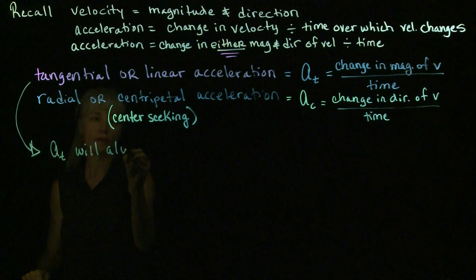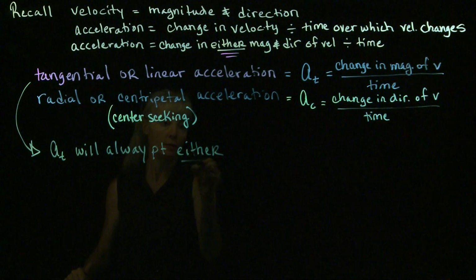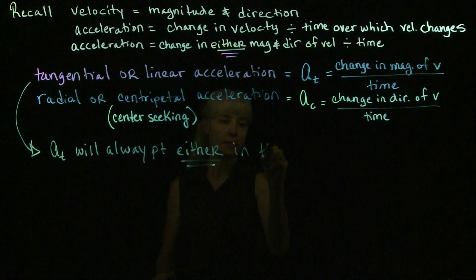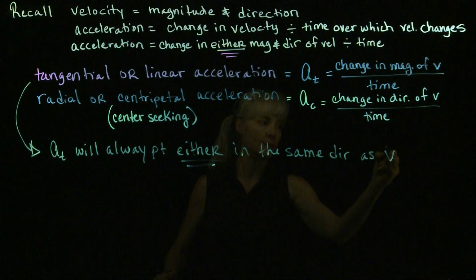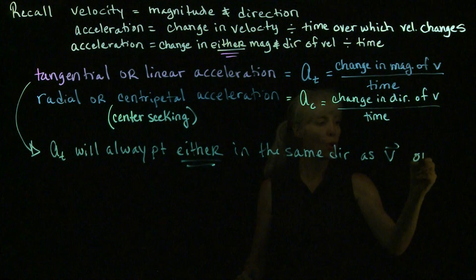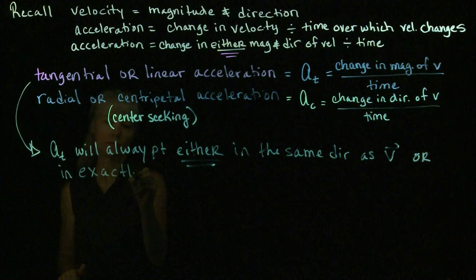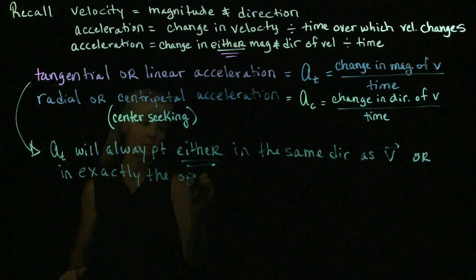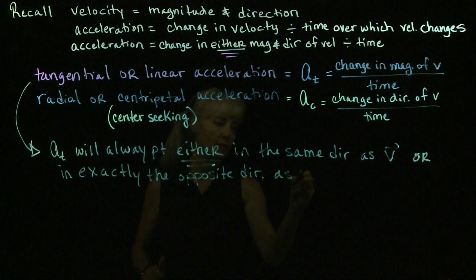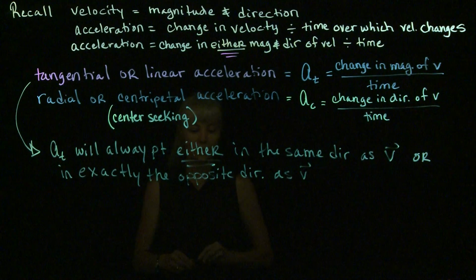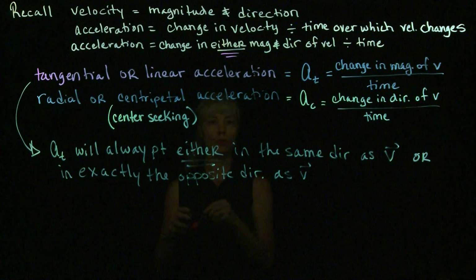will always point either in the same direction as the instantaneous velocity, or in exactly the opposite direction as the instantaneous velocity. And it depends on whether the object is speeding up or slowing down as to which of these scenarios it'll be in.